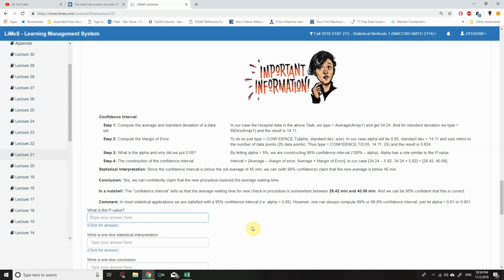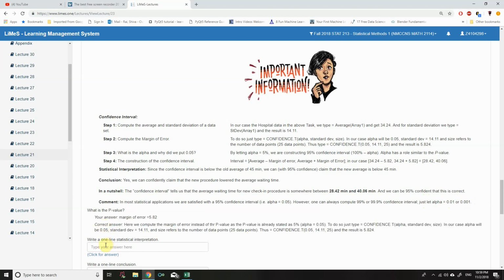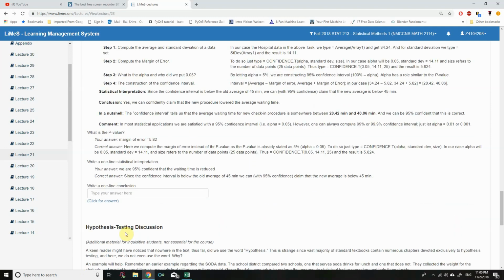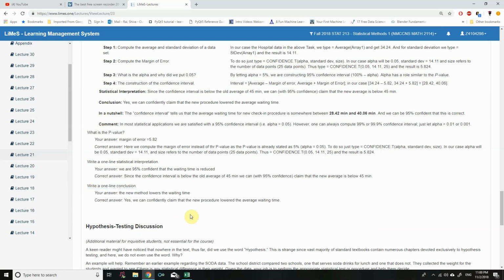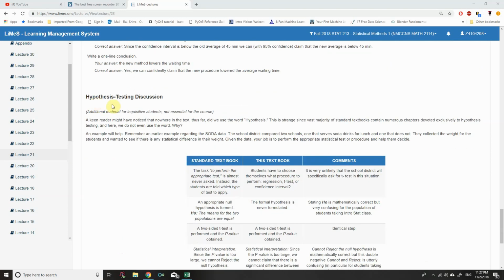So with the p-value, we have calculated the margin of error. What is the one-line statistical interpretation? We can simply say that we are 95% confident. Okay, and so the one-line conclusion is the new method. Now let us continue with the hypothesis testing discussion.